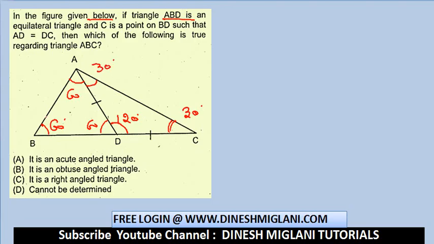Now the question is, what is true regarding triangle ABC? One angle is 60, one angle is 90 and one angle is 30. So it is a right angle triangle. Hence the answer to my question is C. Triangle ABC is a right angle triangle.